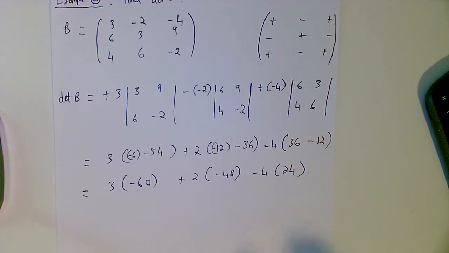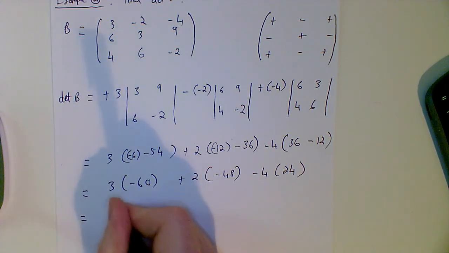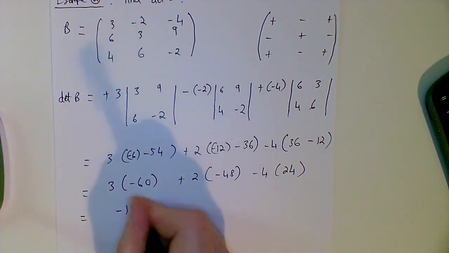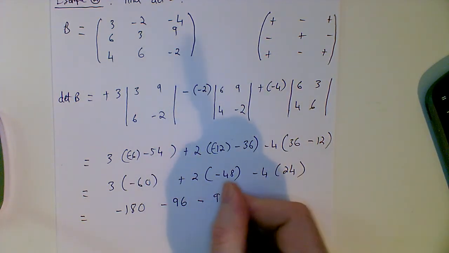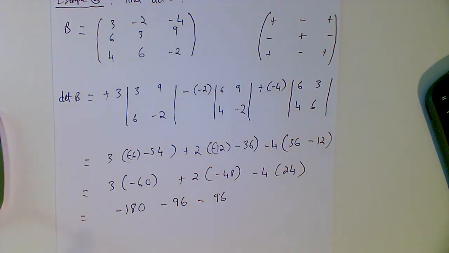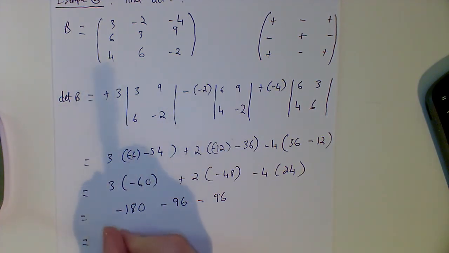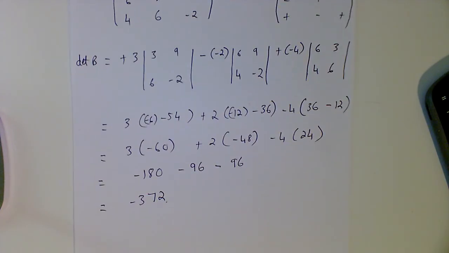So you just process those numbers, use a calculator, use your head, whatever you prefer. So 3 multiplied by negative 60 is negative 180, 2 multiplied by negative 40 is negative 96, and negative 4 multiplied by 24 is also negative 96. So we put all that together and it gives me negative 372.